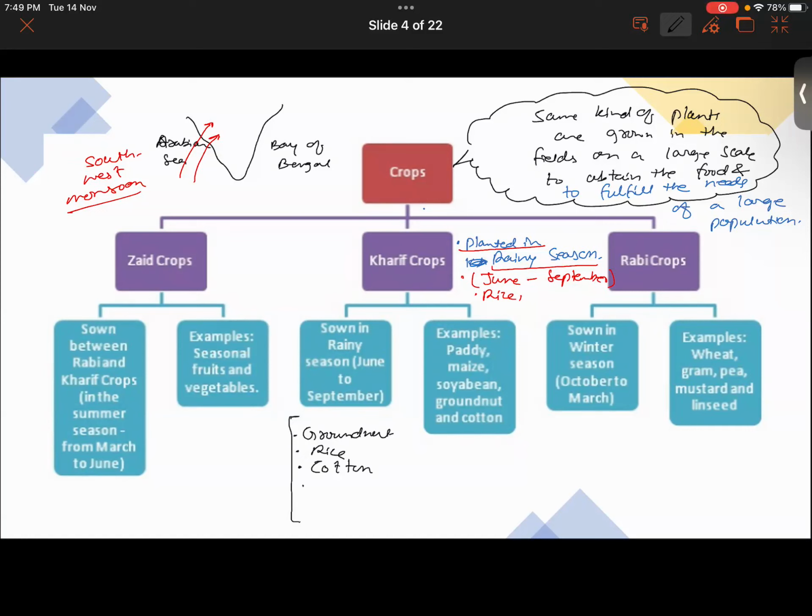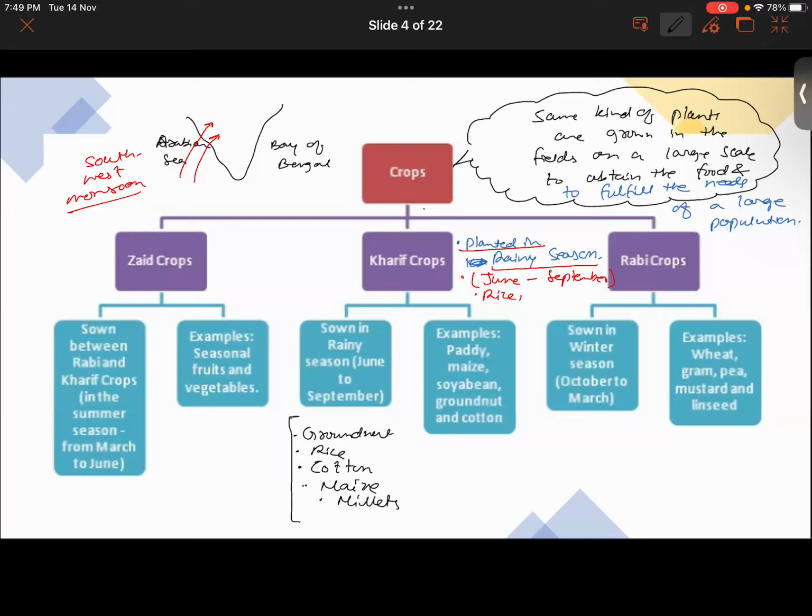Also, you guys can just look here as well. Examples are already provided. I have already taken examples over here. If you pay attention to the slides also, many things are written there. So groundnut, rice, cotton are examples. You have the example of maize also. You have the example of millets also. So these things you need to know about. All these crops can grow only in the rainy season because they require a lot of water.